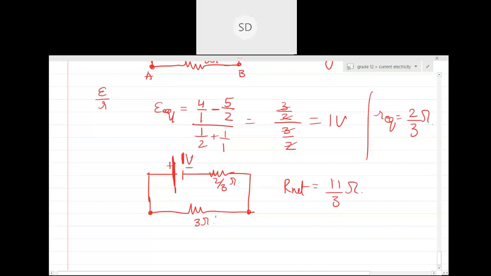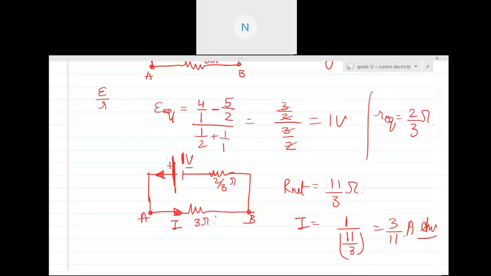And then this 1 volt will send the current through here. So can you see the direction of current is from A to B? What is the current? Current will be equal to 1 upon 11 by 3, which is 3 by 11. And that is the answer to the question. Is this clear? I used Kirchhoff, and I got the same answer, A to B. I told you no matter what you use, the answer will be the same.